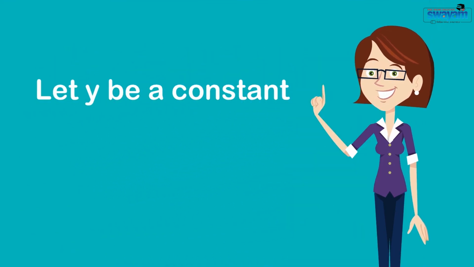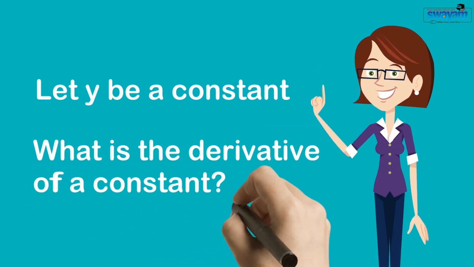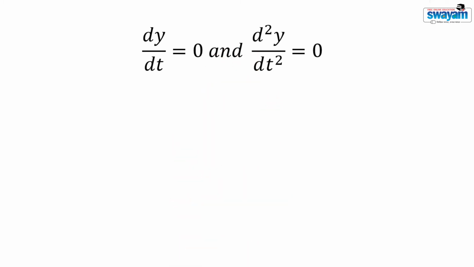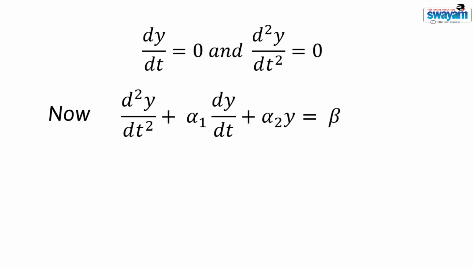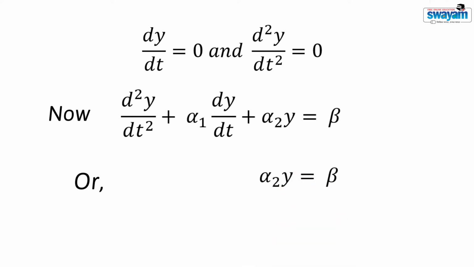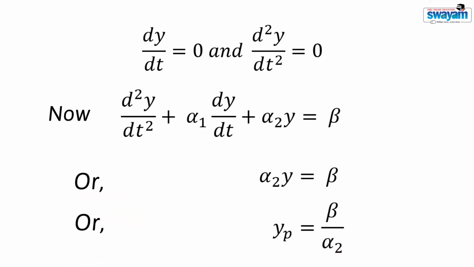To find the particular solution, suppose y is a constant. What is the derivative of a constant? Clearly, the first derivative and second derivative of a constant is 0. Now, this was the original equation. Therefore, we get alpha 2y is equal to beta. Simplifying further gives the particular solution as yp is equal to beta by alpha 2. The condition for this solution to exist requires alpha 2 not equal to 0.